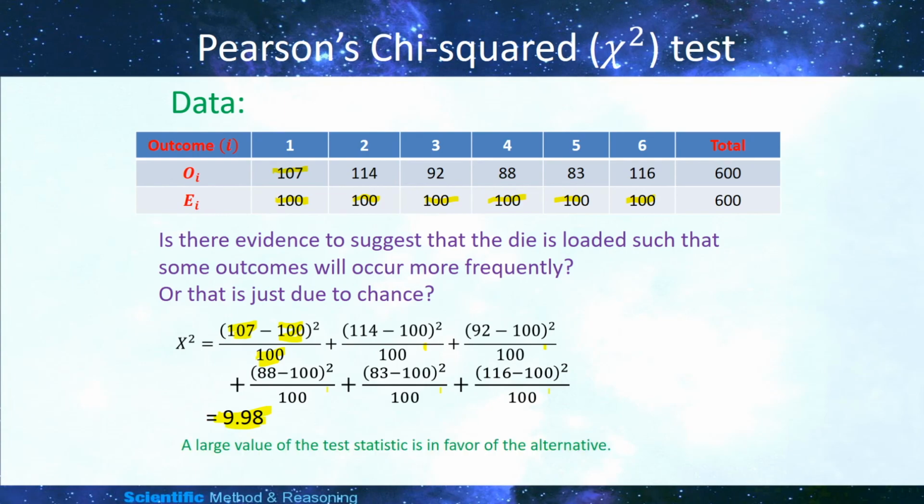A large value of the test statistic is in favor of the alternative. But the question is, is the test statistic equal to 9.98 large enough? To answer this question, we will first consider the characteristics of the test statistic, and that will be discussed in the next video.